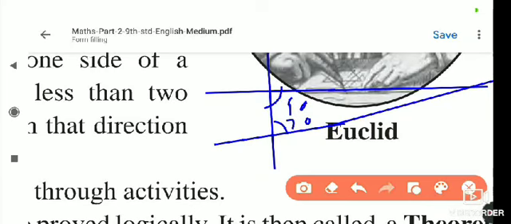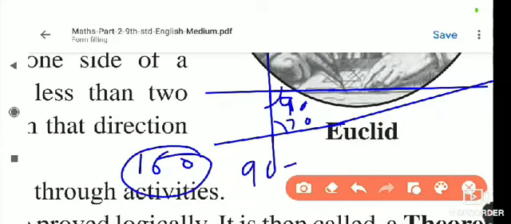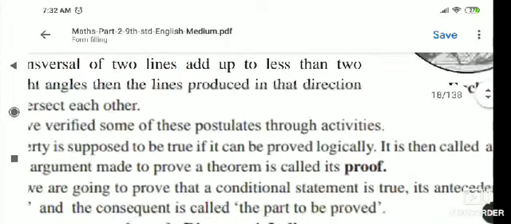If we extend this, he said that the sum of these two angles matters. Here I told you this is 90 and 70. 90 plus 70, how much is it? 160. And the sum of two right angles is 90 and 90, which is how much? 180. So this 160 is less than 180, and then these lines intersect each other after some distance. Okay, that is Euclid's postulate.